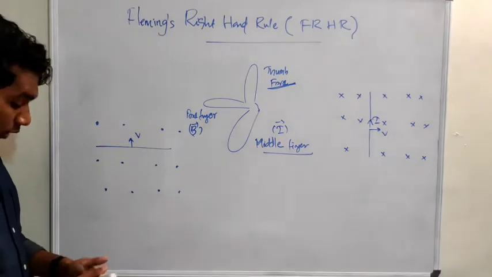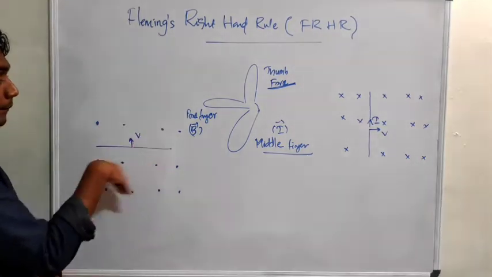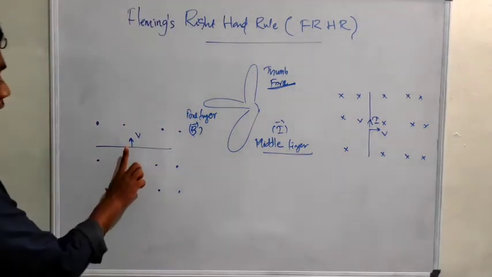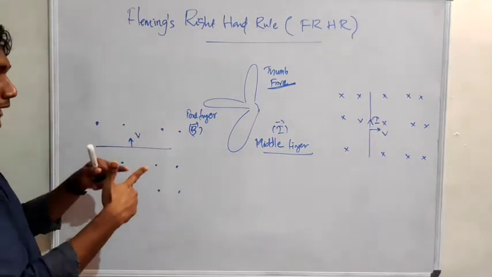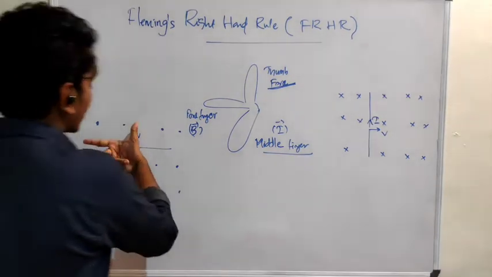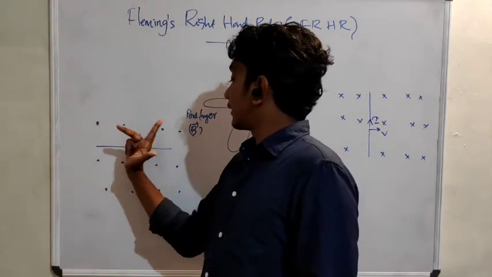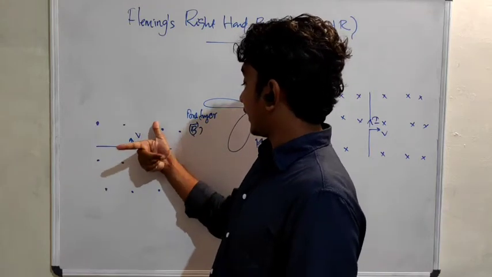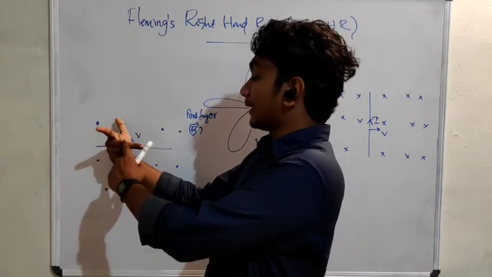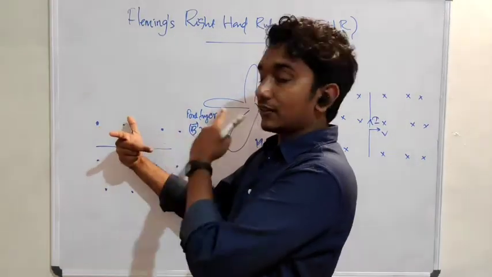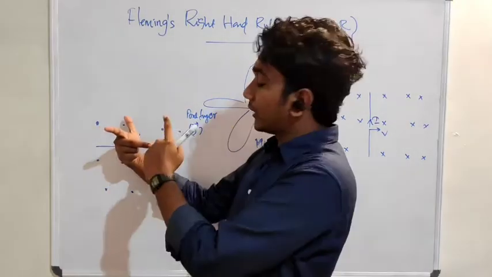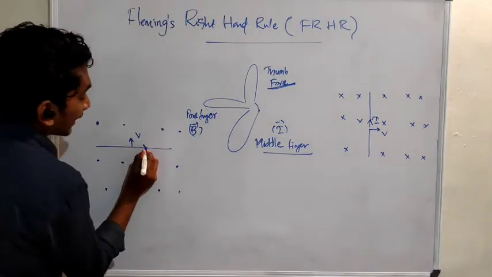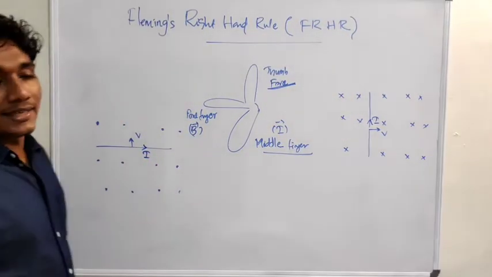Now what about here? Here the magnetic field is outward, and force is in that direction. So FBI: F is in this direction and B is in this direction. What about current? Current is in this direction. Look at this. Your hand should be very flexible. If you can imagine it, then no problem. So I is in that direction.